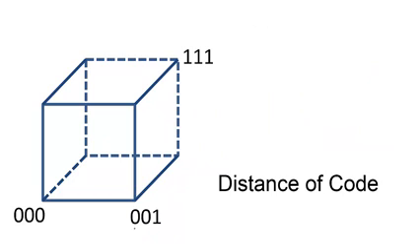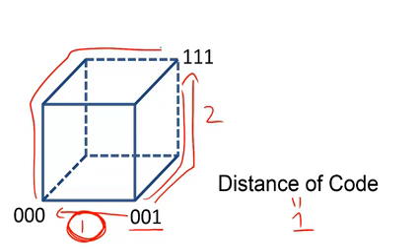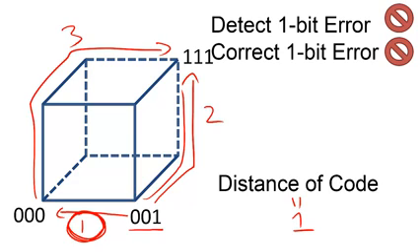Let's add one more valid code word to our code. If we simply add a code word at this vertex, the overall distance of our code is reduced to 1 from 3 because the minimum distance between these 2 code words is 1. It is irrelevant that this code word is distance 2 from this one, or that this code word is distance 3 from that one. Because we cannot detect every 1-bit error, we say that this code can neither detect nor correct 1 bit of error.